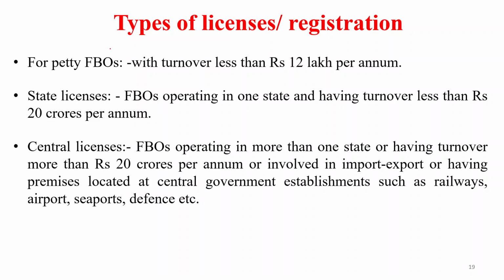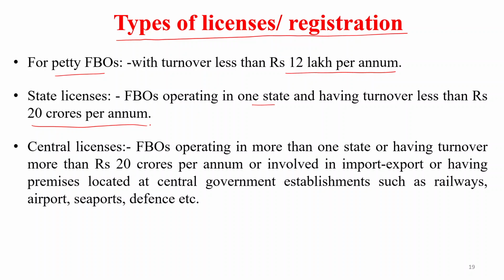Now coming to types of license, we know that any food business operator has to take a license to carry out the business from FSSAI. Now if he is a petty FBO, having turnover of less than 12 lakh per annum, then he can go for a petty license. Now if you want a state license, then if you are operating in one state and having turnover less than 20 crores per annum, then you can have the state license.